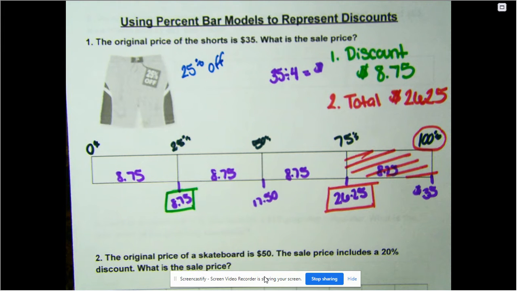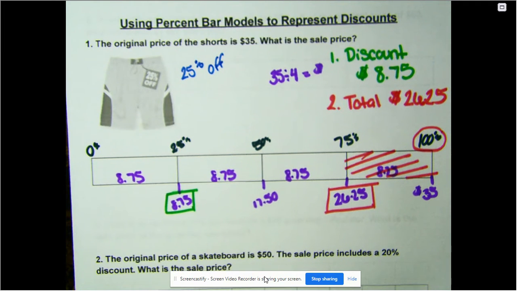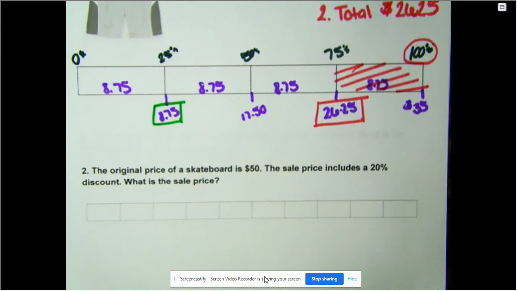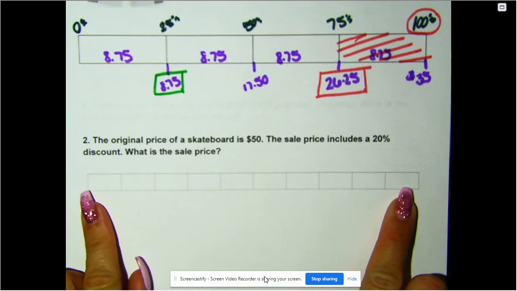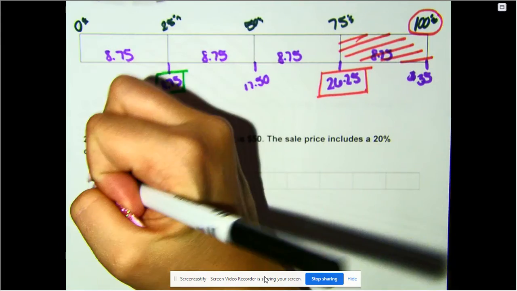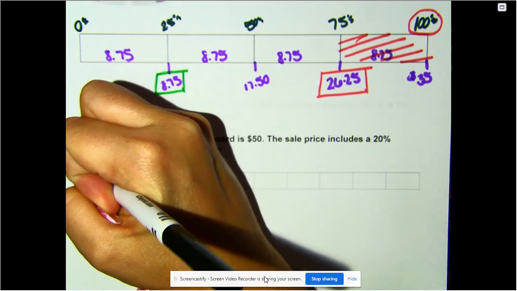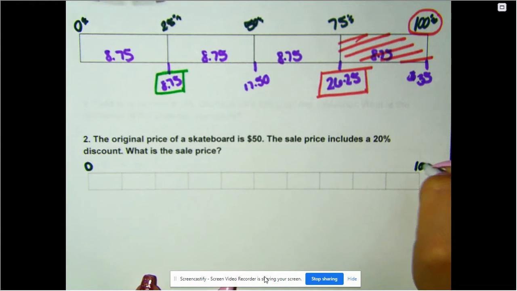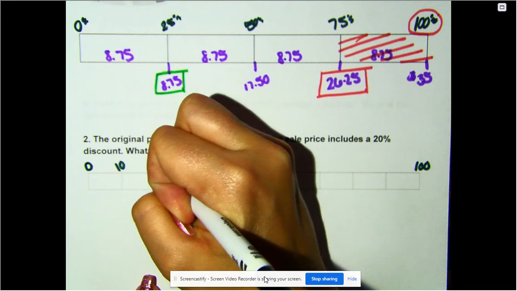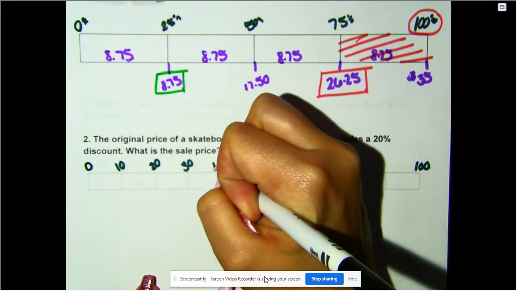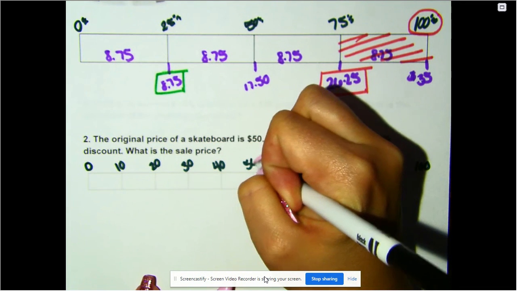Okay, let's dive into problem number 2. The original price of a skateboard is $50. The sale price includes 20% off. Because it isn't one of our benchmark percents of 25, 50, 75, or 100, I'm splitting this percent model into 10s. So 0 to 100%, and when I divide it by 10, each section is worth 10%. So I'm going to count up by 10s.